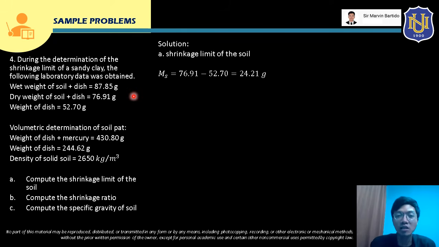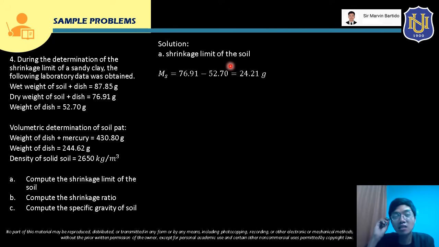So, yung kailangan natin doon, class, is yung mass ng soil solid or yung mass ng dry soil. Wherein pwede natin itong masolve by just subtracting from here yung 52.70, yung weight ng dish. So, yung weight ng dry soil plus dish, subtract lang natin yung weight ng dish, makukuha natin yung mass ng dry soil. So, that will just be 76.91 minus 52.70. So, 24.21 grams, class, yung mass ng dry soil natin.